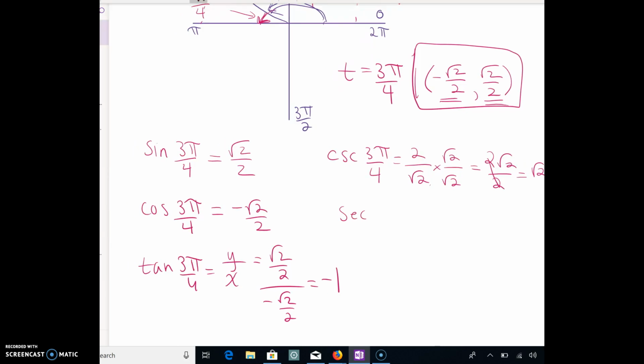So the secant of 3 pi over 4, now the secant goes with cosine, so we're going to take the reciprocal of cosine, and we get 2 divided by negative square root of 2, which I hope you can see is pretty much the same thing, except the answer is going to be negative, so we get negative square root of 2. For the tangent, the reciprocal of tangent is cotangent. The cotangent of 3 pi over 4 is x over y, or the reciprocal of negative 1 over 1, which is 1 over negative 1, which is equal to negative 1.